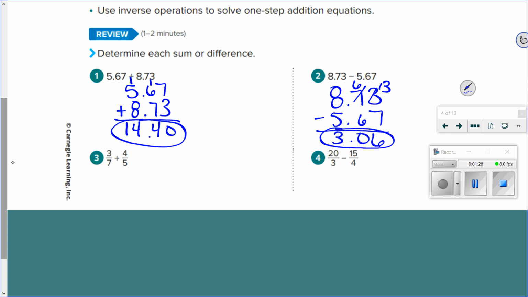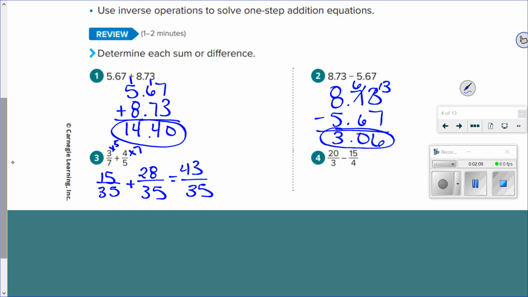All right, what about adding fractions? What do I need to do? They need a common denominator. And what is a common denominator between 7 and 5? 35. So what do I do to 7 to get to 35? Multiply by 5. So 3 times 5 is? 15. And what do I do to 5 to get to 35? So 4 times 7? 28. 15 plus 28? 43. Over 35, because my denominator stays the same.